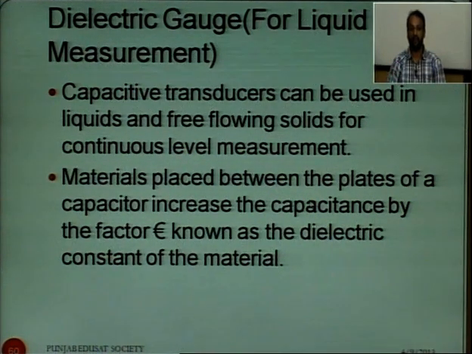Another example of a capacitive type of transducer is for liquid level measurement, that is the dielectric gauge. Capacitive transducers can be used in liquids and free flowing solids for continuous liquid level measurement. Materials placed between the plates of a capacitor increase the capacitance by a factor known as the dielectric constant of the material.